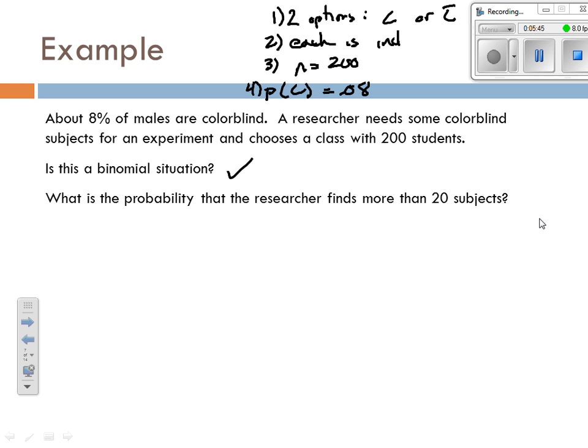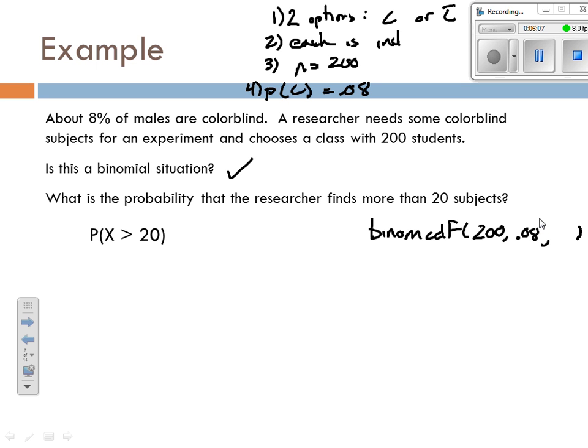Check. What's the probability that we find more than 20 subjects? So in other words, x is greater than 20. Now, with 200 students, I'm not going to make this table. This is a great opportunity to use my binomial. And since we're doing an inequality, it's going to be CDF. So it's 200 students with a probability of 0.08.